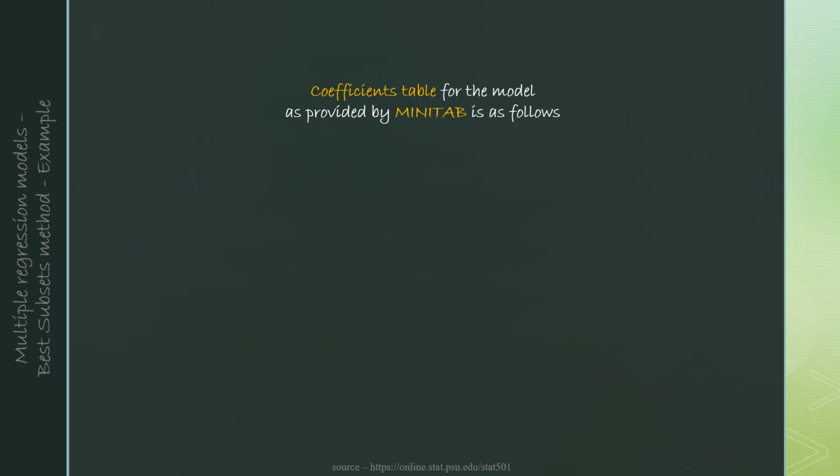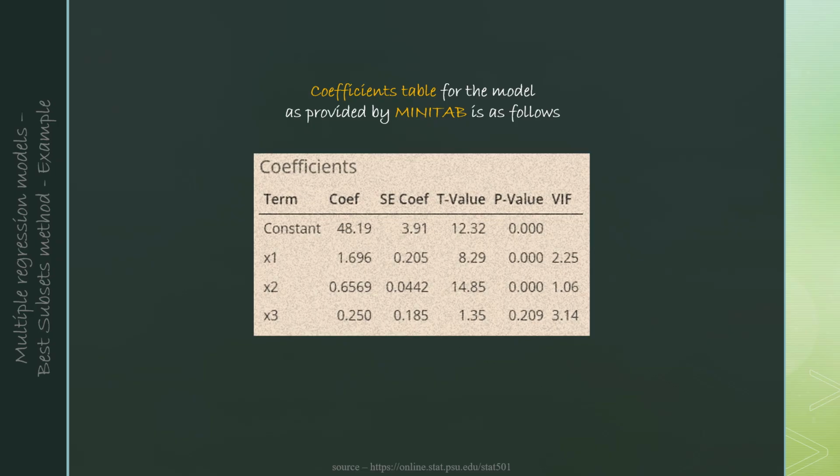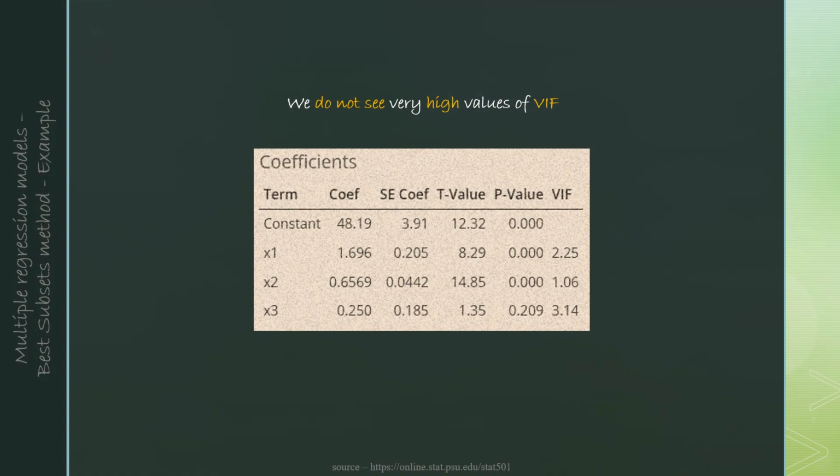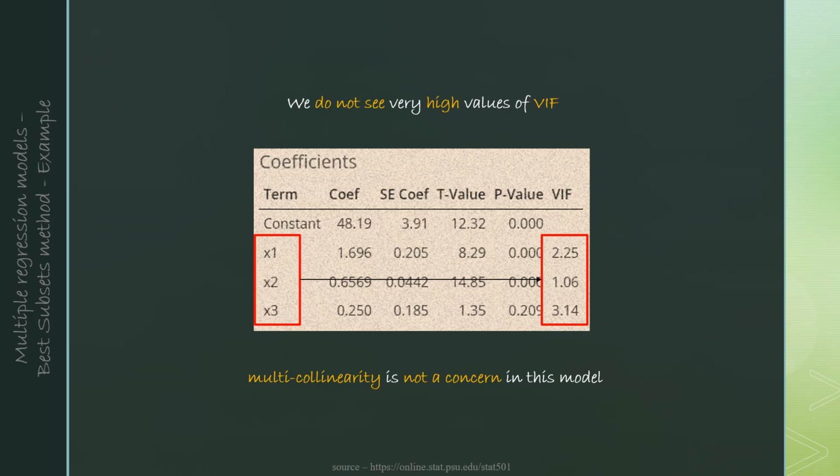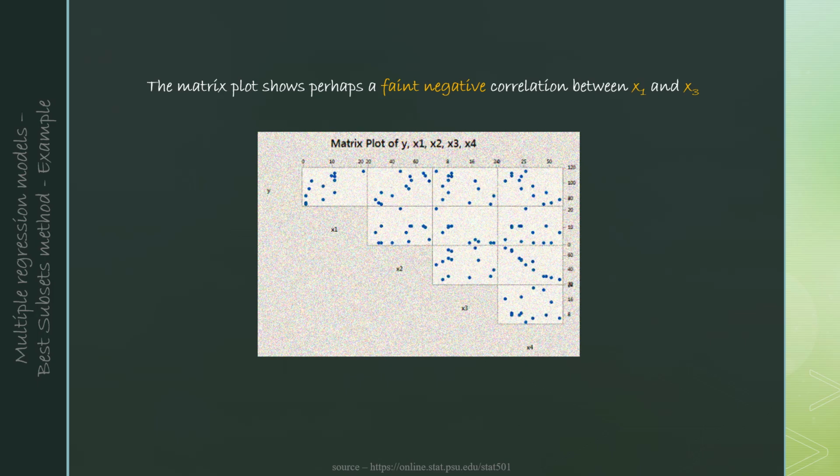Coefficients table for the model as provided by Minitab is as follows. Let's take a look at the VIF values. We do not see very high values for VIF. Therefore, multicollinearity is not a concern in this model. The matrix plot shows perhaps a faint negative correlation between x1 and x3, though not as strong as the one between x2 and x4.